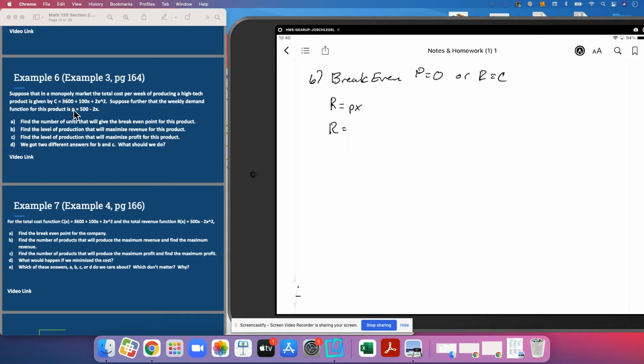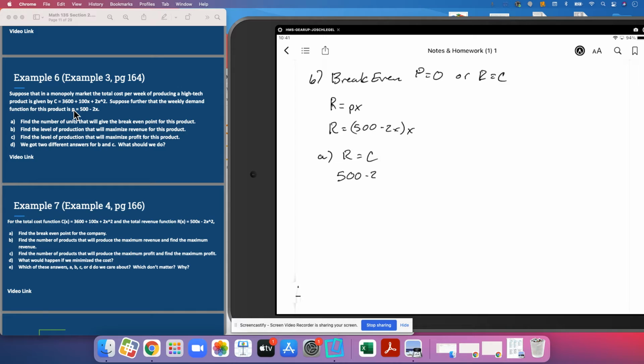Revenue is equal to, in this case, P is 500 minus 2x, and we need parentheses because that whole thing is multiplied by the number of units that we sell. So there is a revenue function for us. For part A, to find the break-even point, we have cost, we have revenue. We can figure out when revenue is equal to cost. That will give us our break-even point, everyone.